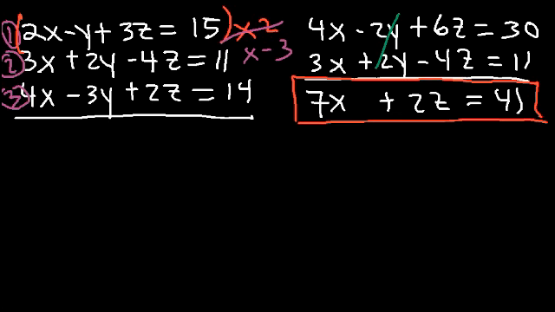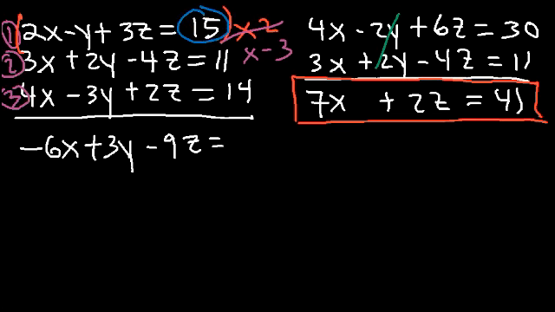So multiplying the first equation by negative 3, 2x times negative 3 is negative 6x. Negative y times negative 3 is positive 3y. And 3z times negative 3 is negative 9z. And 15 times negative 3, that's negative 45. You have to be careful with every step, because if you make one mistake, just one mistake, this entire problem is ruined and you have to rework the whole thing. So always be very careful. Patience pays off in the long run.